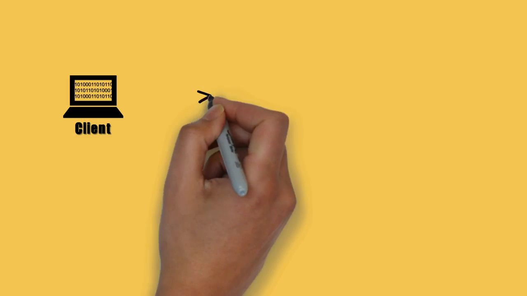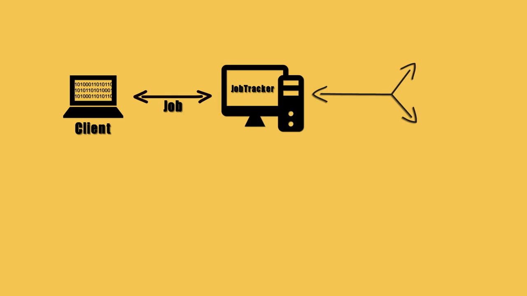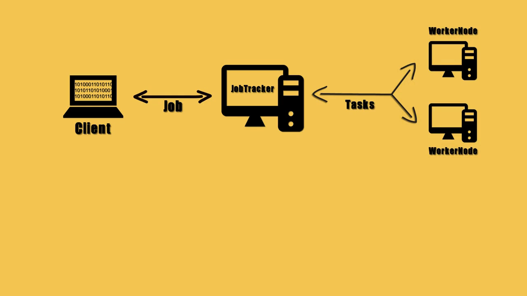When a client submits a job to the job tracker, the job is divided or split into tasks. Now the job tracker decides what task should run on which worker node. For your information, with respect to computation, the slave nodes are referred to as worker nodes. The process of assigning tasks to the worker nodes is known as task scheduling.